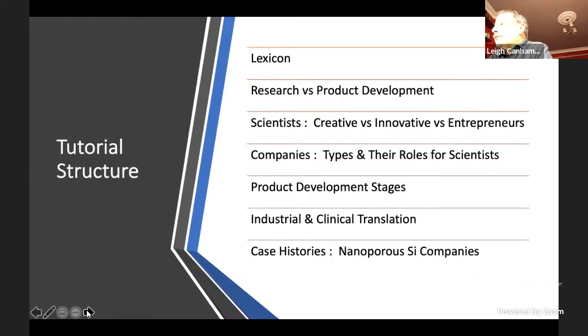So to achieve those objectives of the seminar, this is how I've structured it. As with all areas of science, there is a language, and some of the words used in the business community may be new to you. So I thought it might be useful to just talk through some of those. And then we're going to look at how product development is different from academic research.